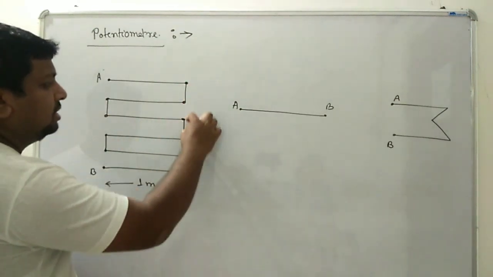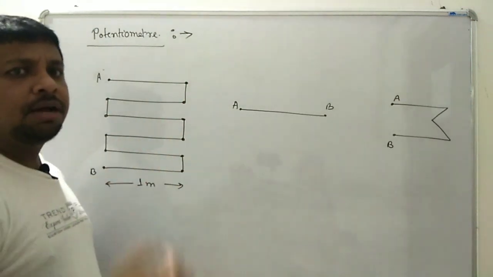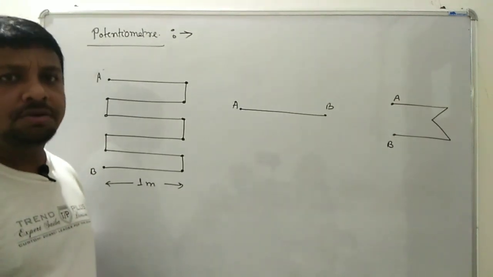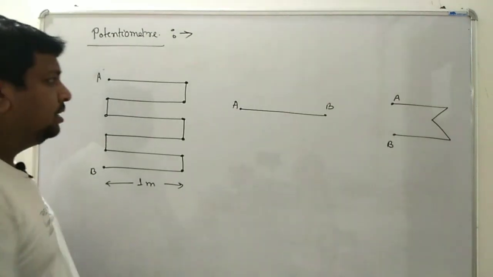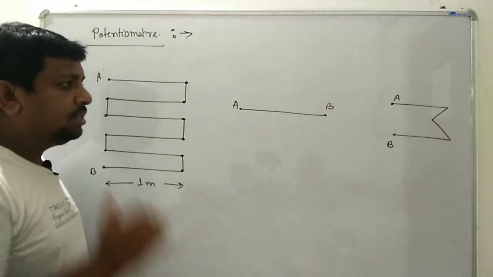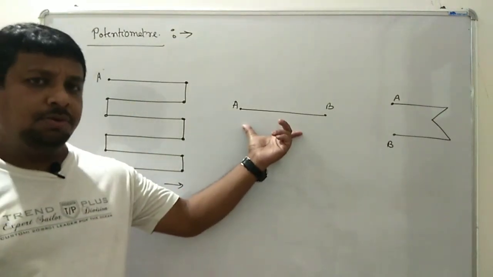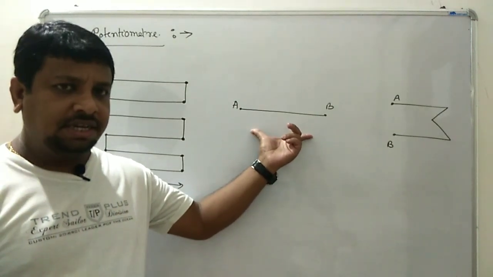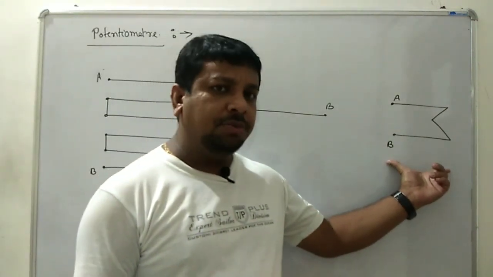These black metallic strips have negligible resistance, so we do not consider them. Here we have 10 wires. Symbolically, the potentiometer can be expressed like this in a circuit.